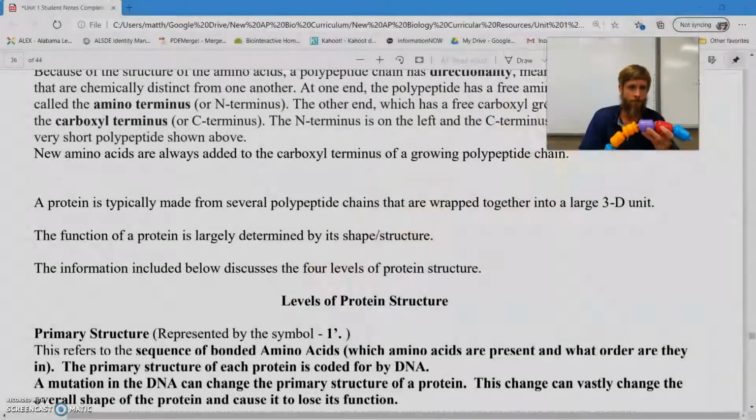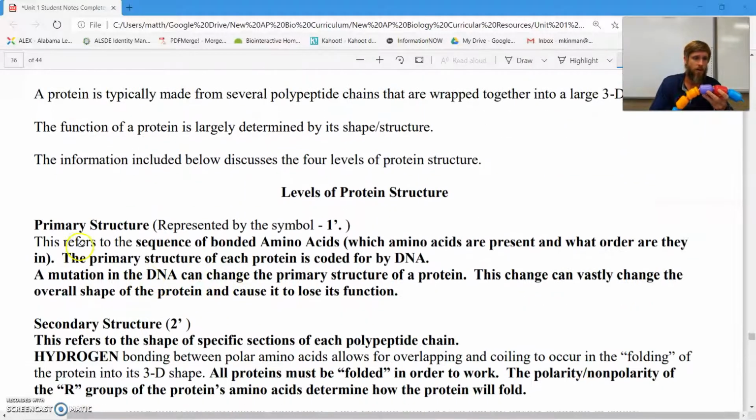So look right here. Primary structure refers to the sequence of bonded amino acids. The primary structure of each protein is coded for by DNA. A mutation in DNA can change the primary structure of a protein. This change can vastly change the overall shape of the protein and cause it to lose its function.